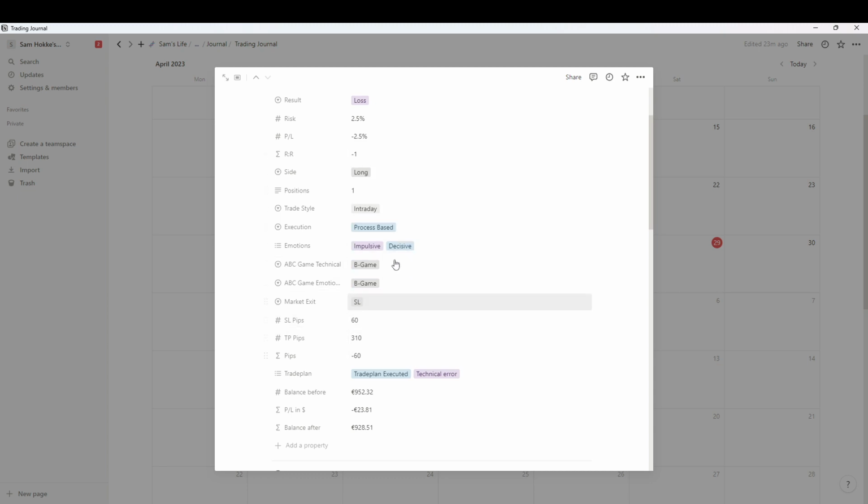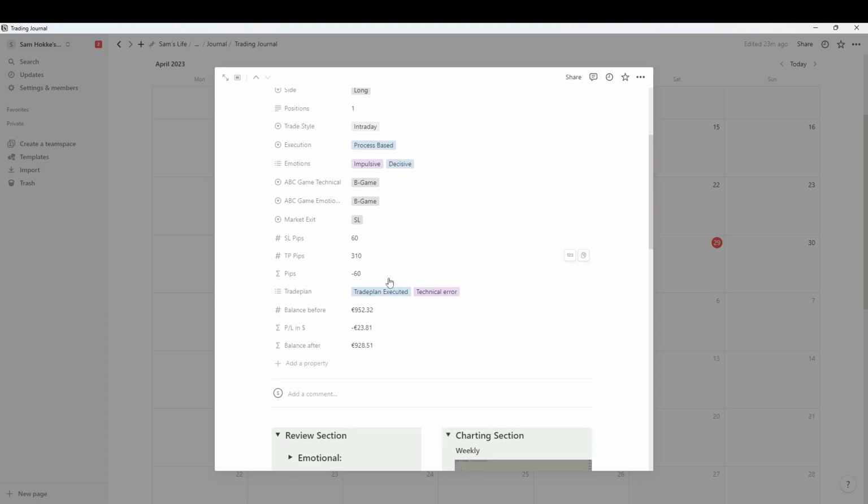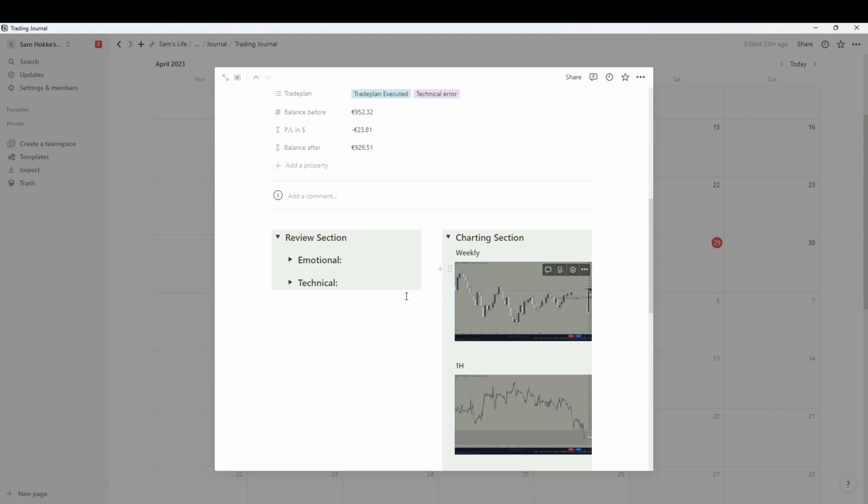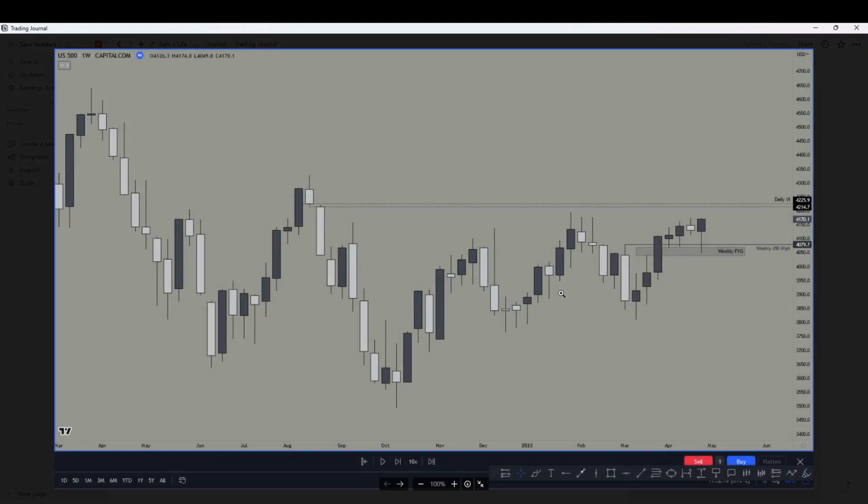Looking back at this trade, it was a process-based trade, but again, it was not a very high ranked trade. It was a B on the technical side and a B game on the emotional side, and I will dive deeper into why it was a B on both. So let's start with the charting section. The main idea behind the narrative of this trade, it was a long trade again.